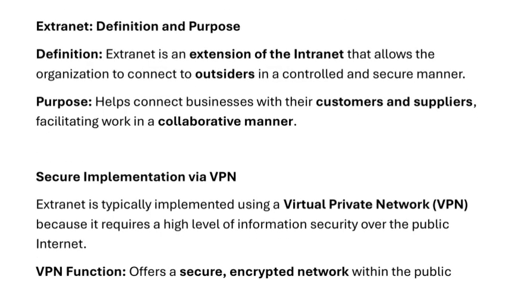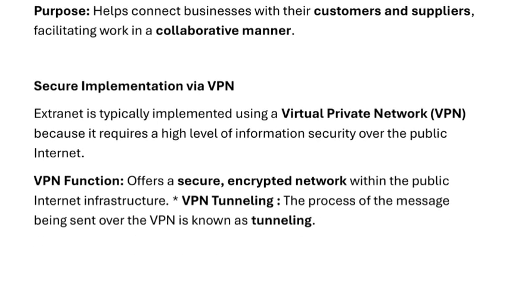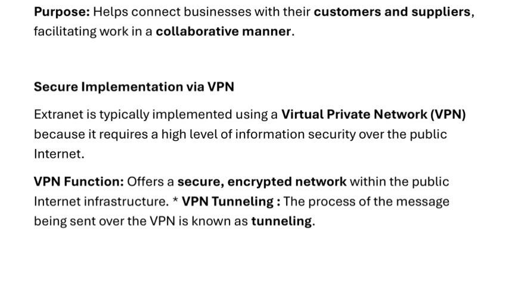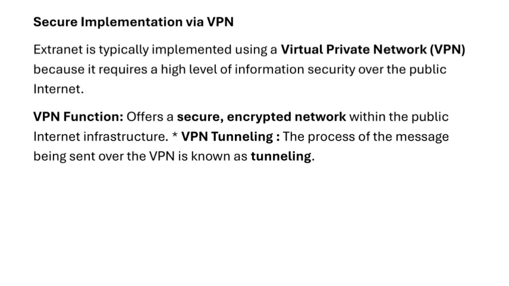Extranet. Definition and purpose. Definition: extranet is an extension of the intranet that allows the organization to connect to outsiders in a controlled and secure manner. Purpose: helps connect businesses with their customers and suppliers, facilitating work in a collaborative manner. Secure implementation via VPN: extranet is typically implemented using a virtual private network, VPN, because it requires a high level of information security over the public Internet.